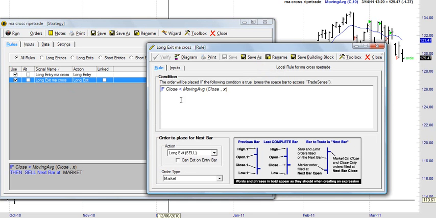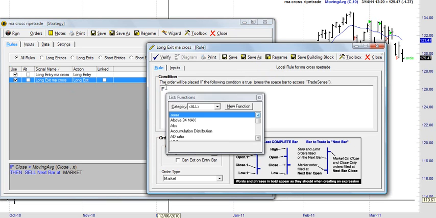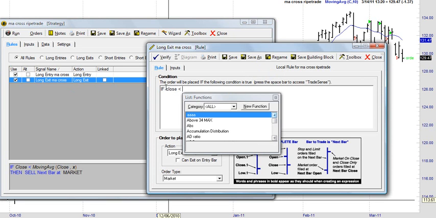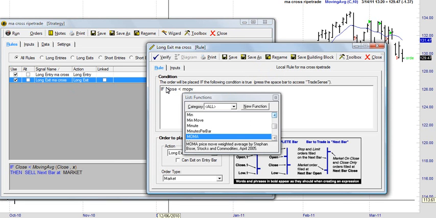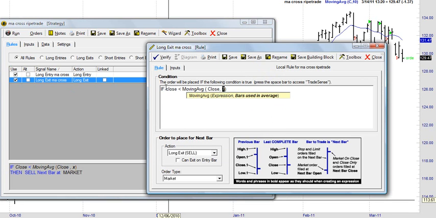And then for the exit, we're going to sell if the close is less than the moving average of 10 days. We're going to long exit, sell at the market.